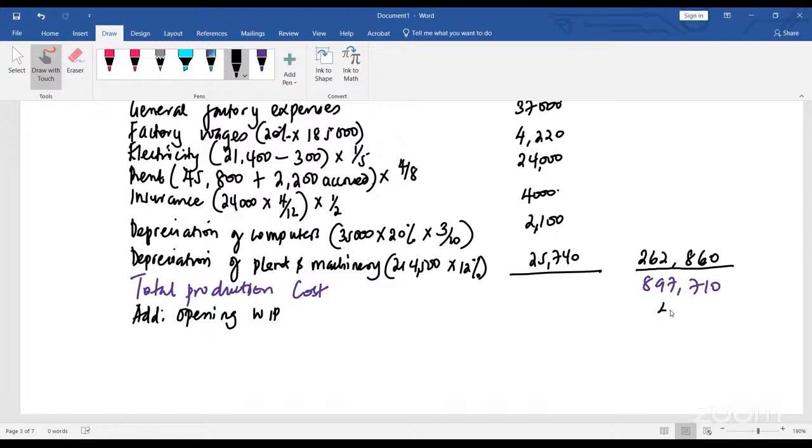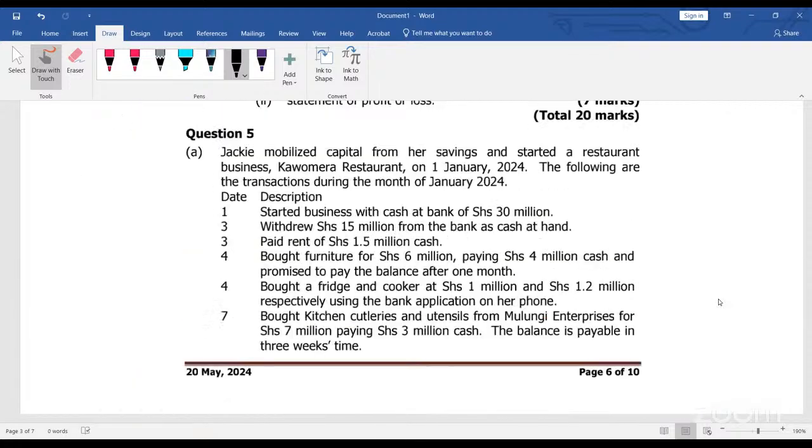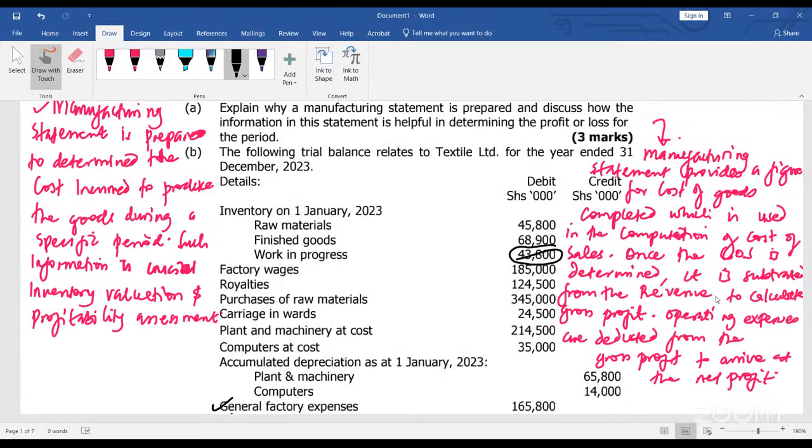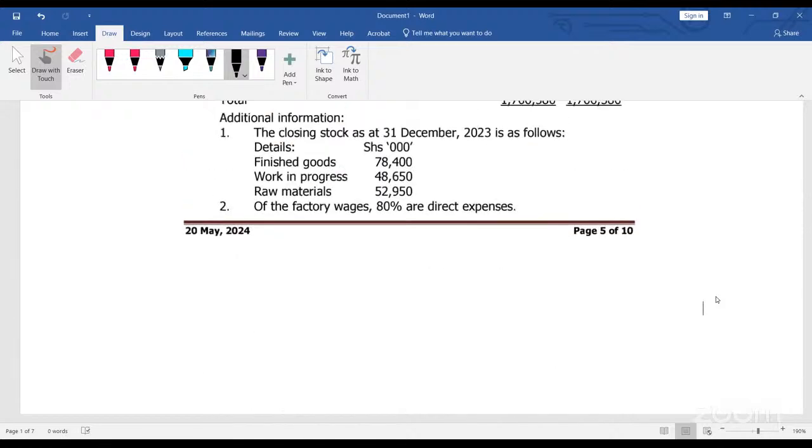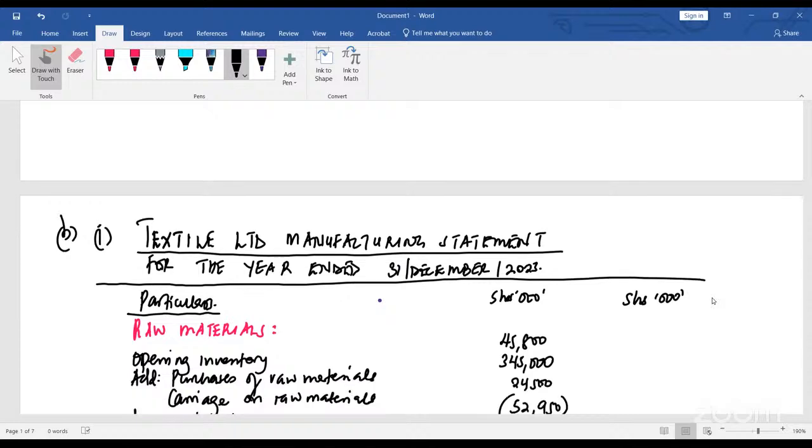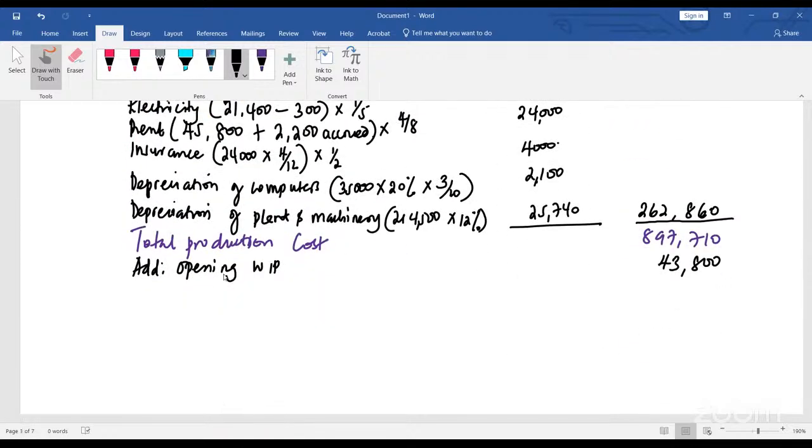It has been worked on, so we bring the cost of 33.8. That's the 43.8. Then we have to list the closing work in progress. You always find that in the additional information.